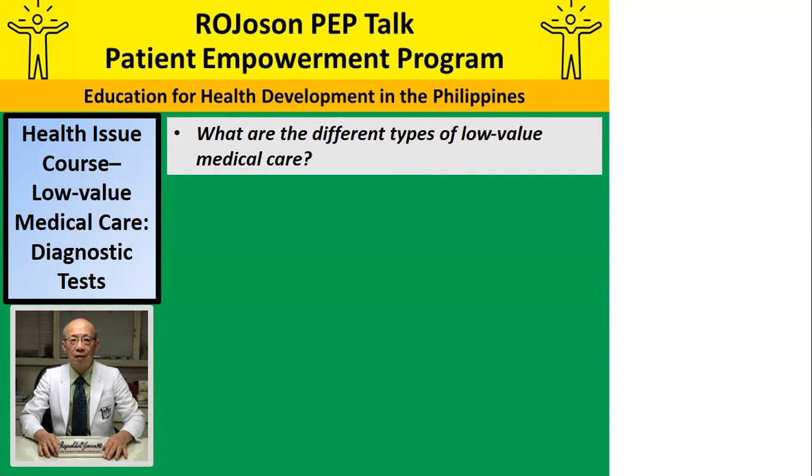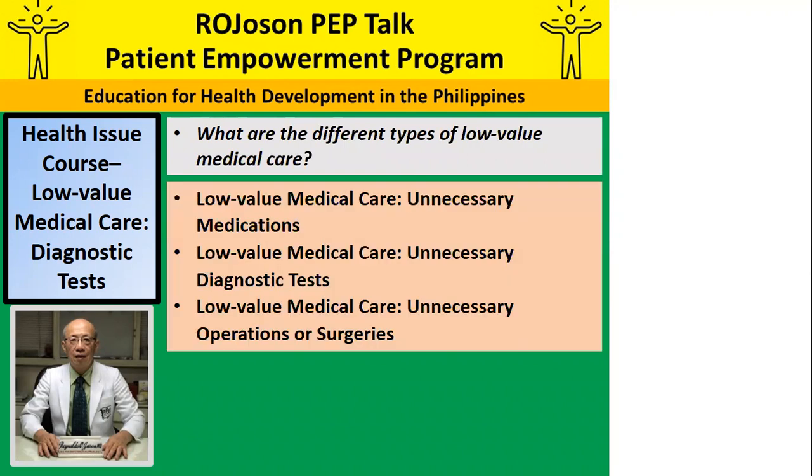What are the different types of low-value medical care? So you have unnecessary medication. We tackled this already last week. Unnecessary diagnostic tests, which we will tackle today. Unnecessary operations or surgeries. So these are the three most common categories or types of low-value medical care happening in the world.